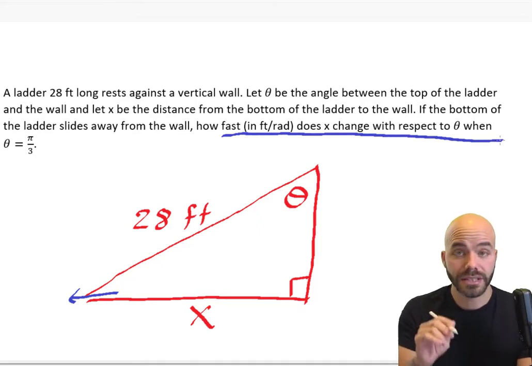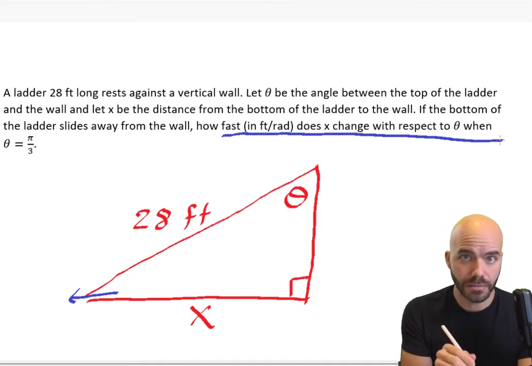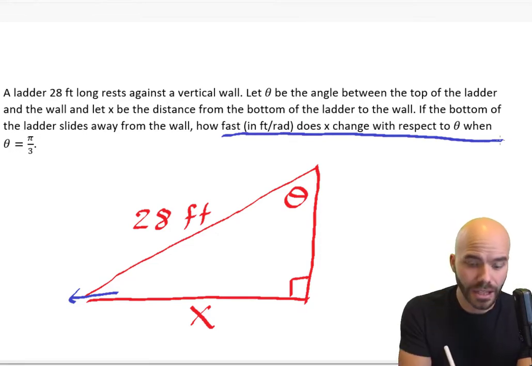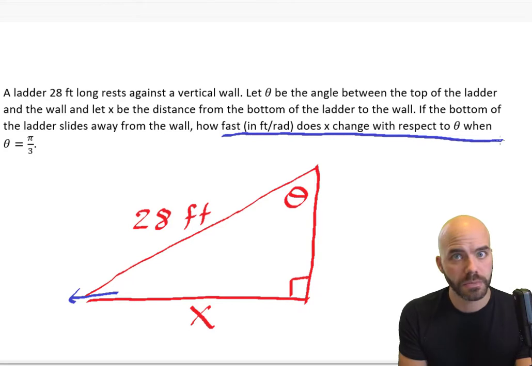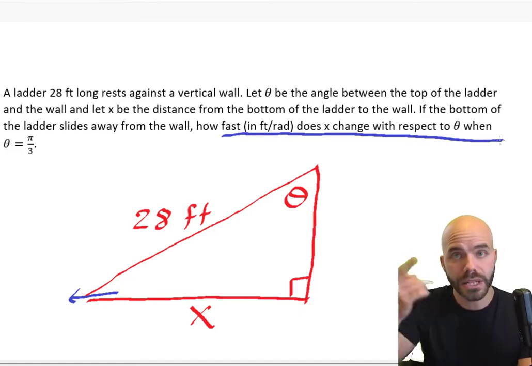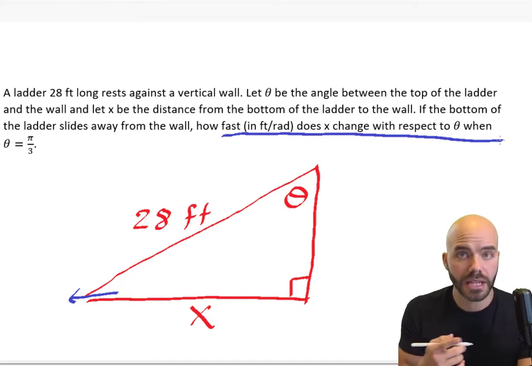How fast does x, so that distance the bottom of the ladder is from the wall, change with respect to that angle theta, not with respect to time? So it's not going to be a dx over dt. Instead, we need to find dx over d theta. So with that in mind, we need to find the relationship between theta and x.